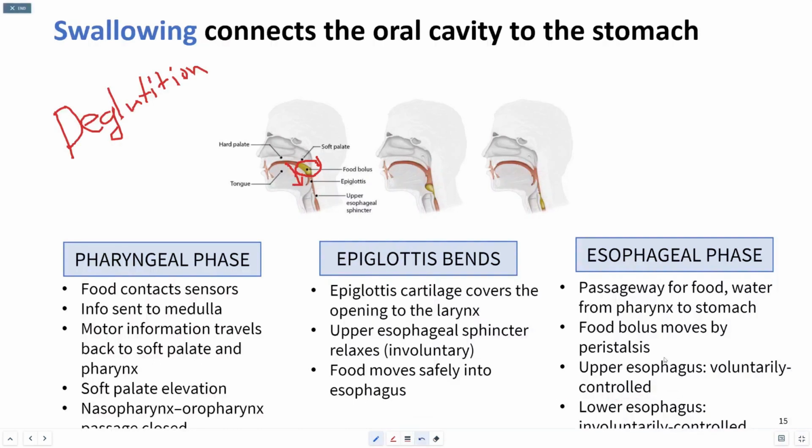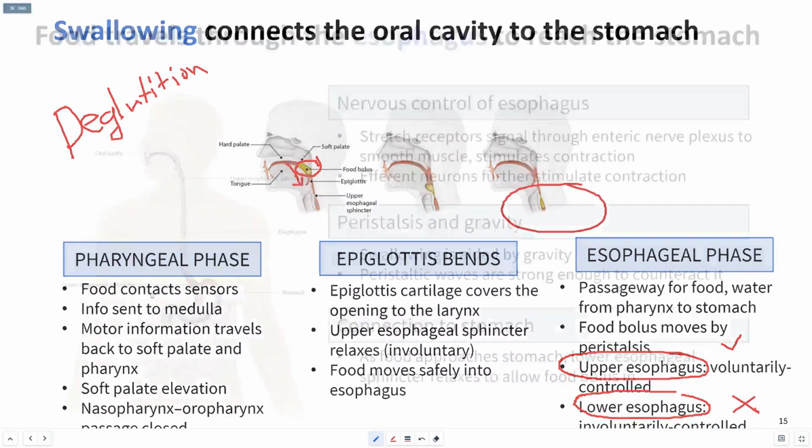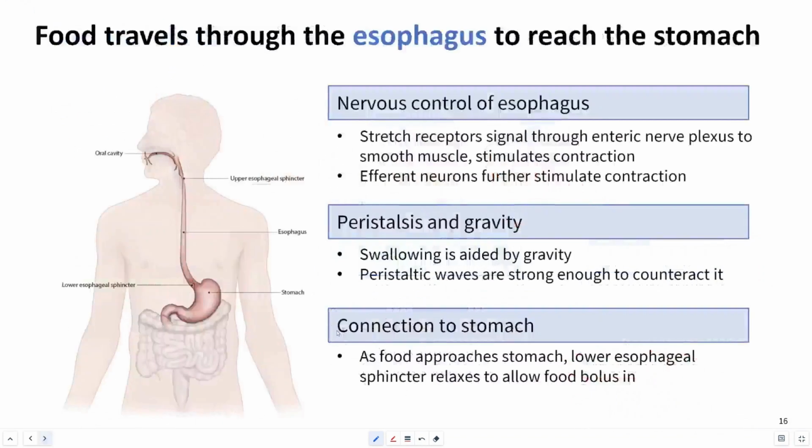It should be noted that the upper esophagus is voluntarily controlled. However, the lower esophagus is involuntarily controlled. So once it gets past this region, it is a point of no return. The food travels through the esophagus to reach the stomach.